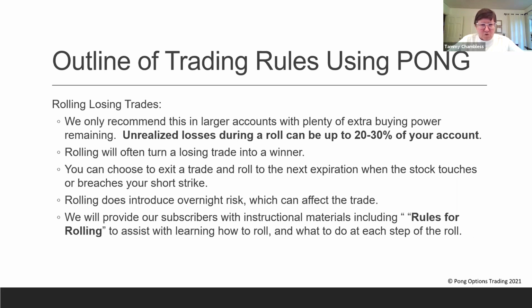You always want to roll for a credit. You never want to roll for a debit. So you're just continuing to add to the profits of your trade with each roll. And then rolling does introduce overnight risk, so be aware of that. It takes away one of the advantages of zero DTE trades. So if you like that advantage, you may just want to use a stop.